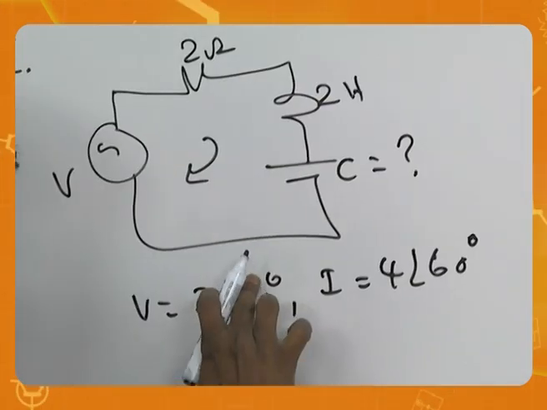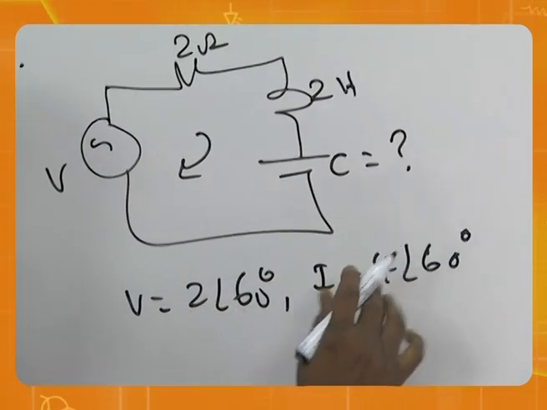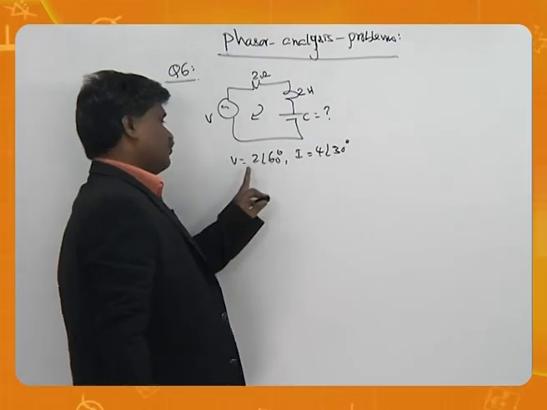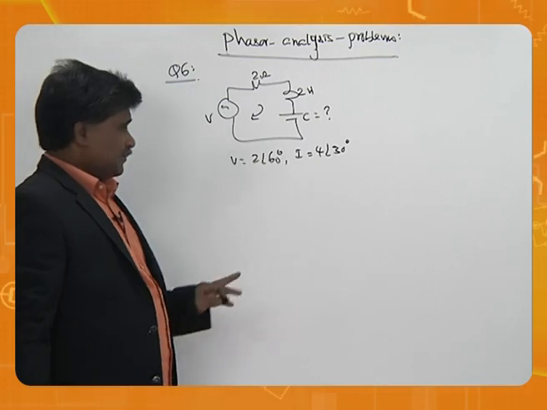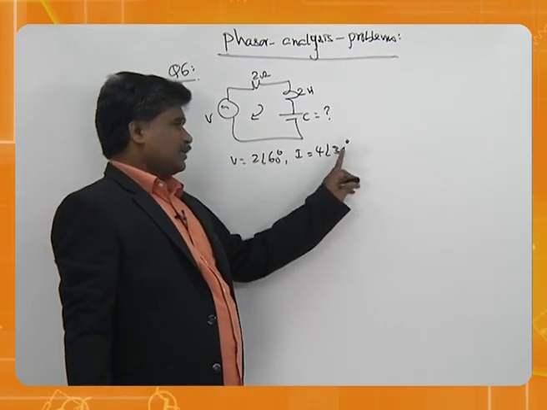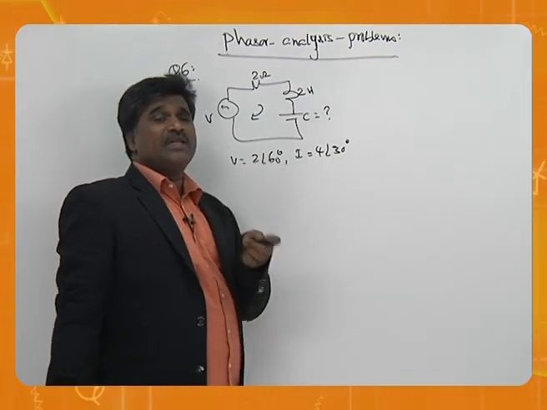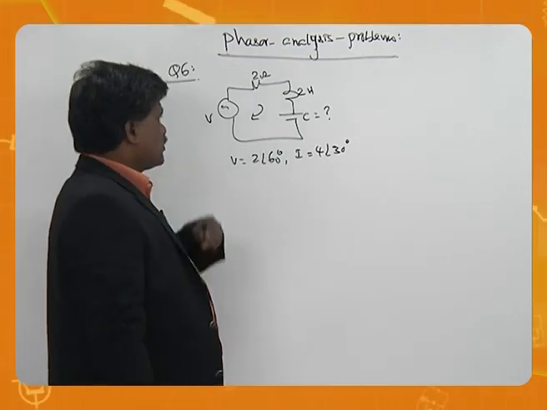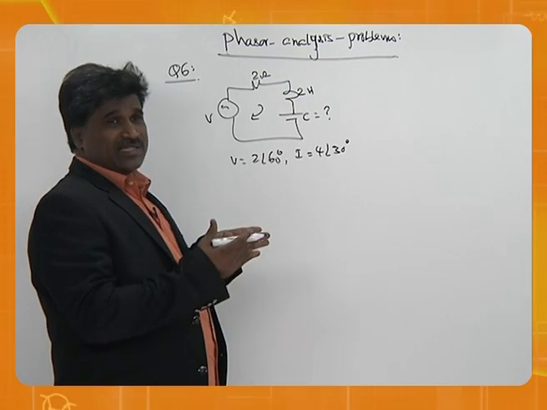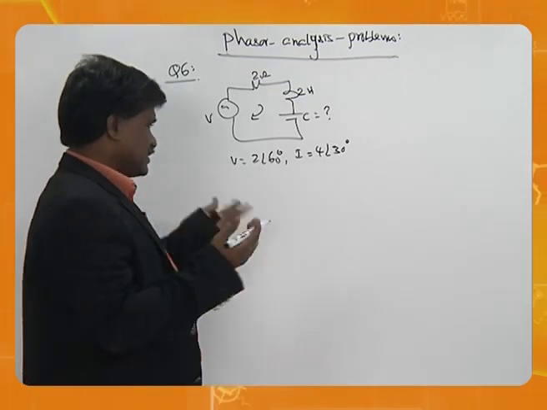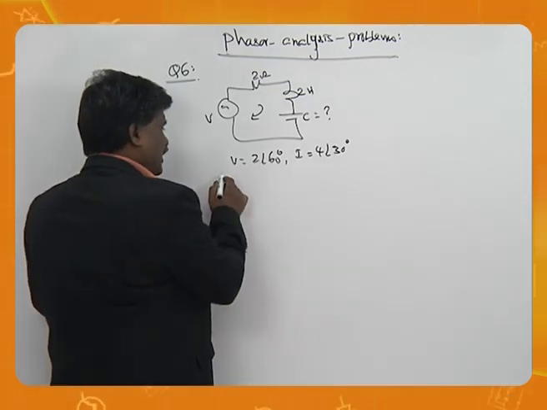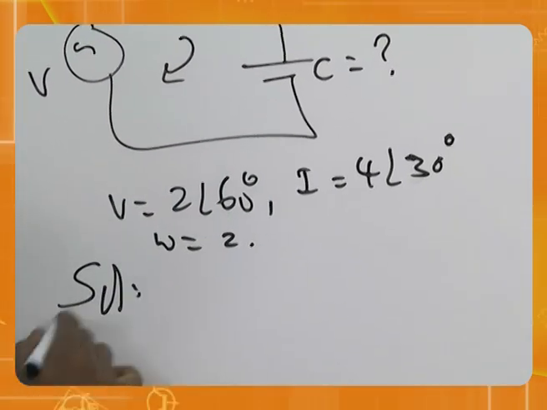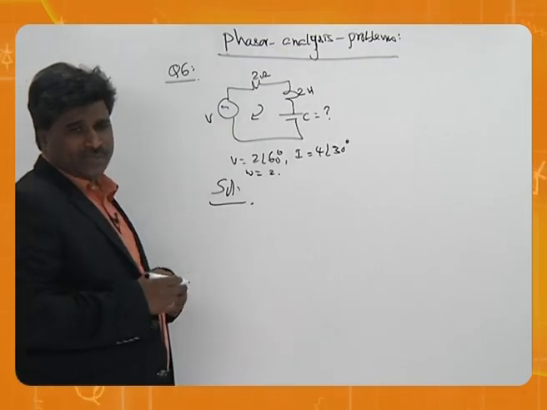or this is 30 and this is reverse. If V is 2 angle 30, I is 4 angle this. So 60 to 30 there is a gap. The whole idea of this problem is: if there is a phase angle, how do you handle it? The answer is simple. If you allow me to do it, and frequency also 2, let us go to solution.